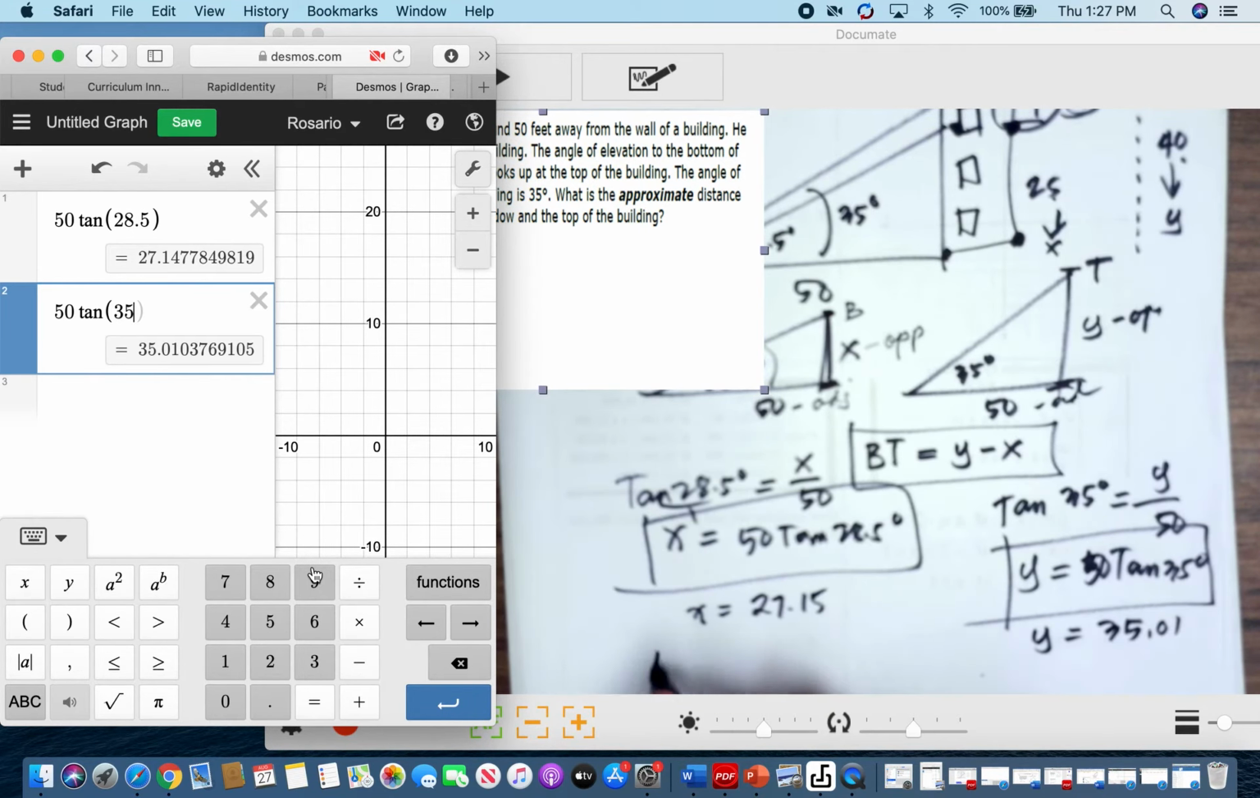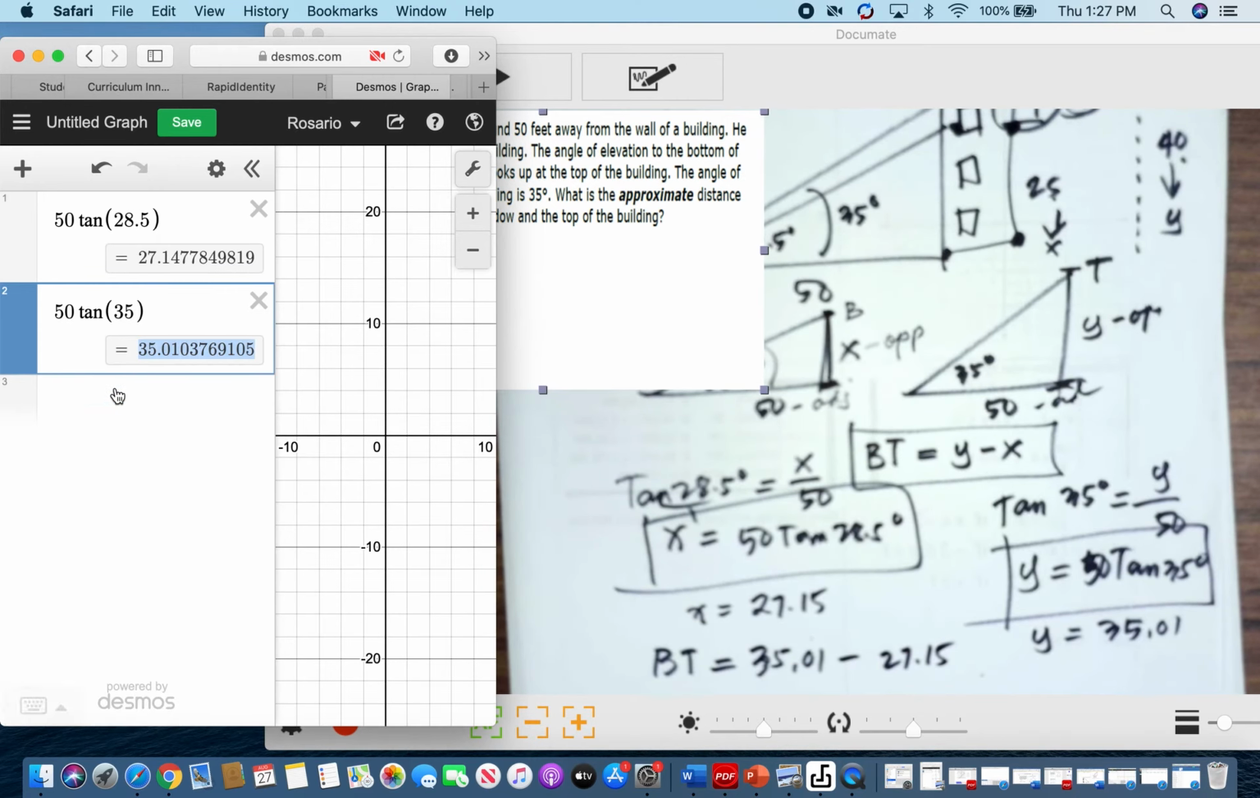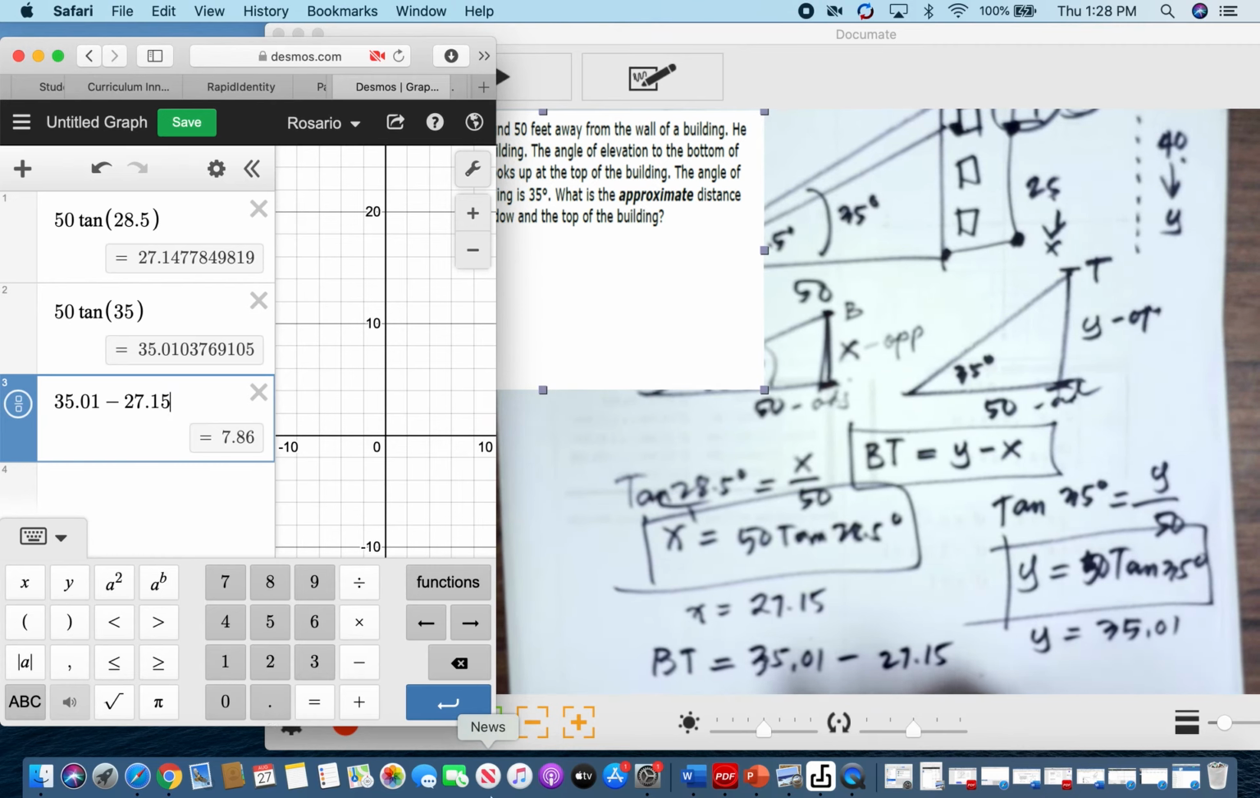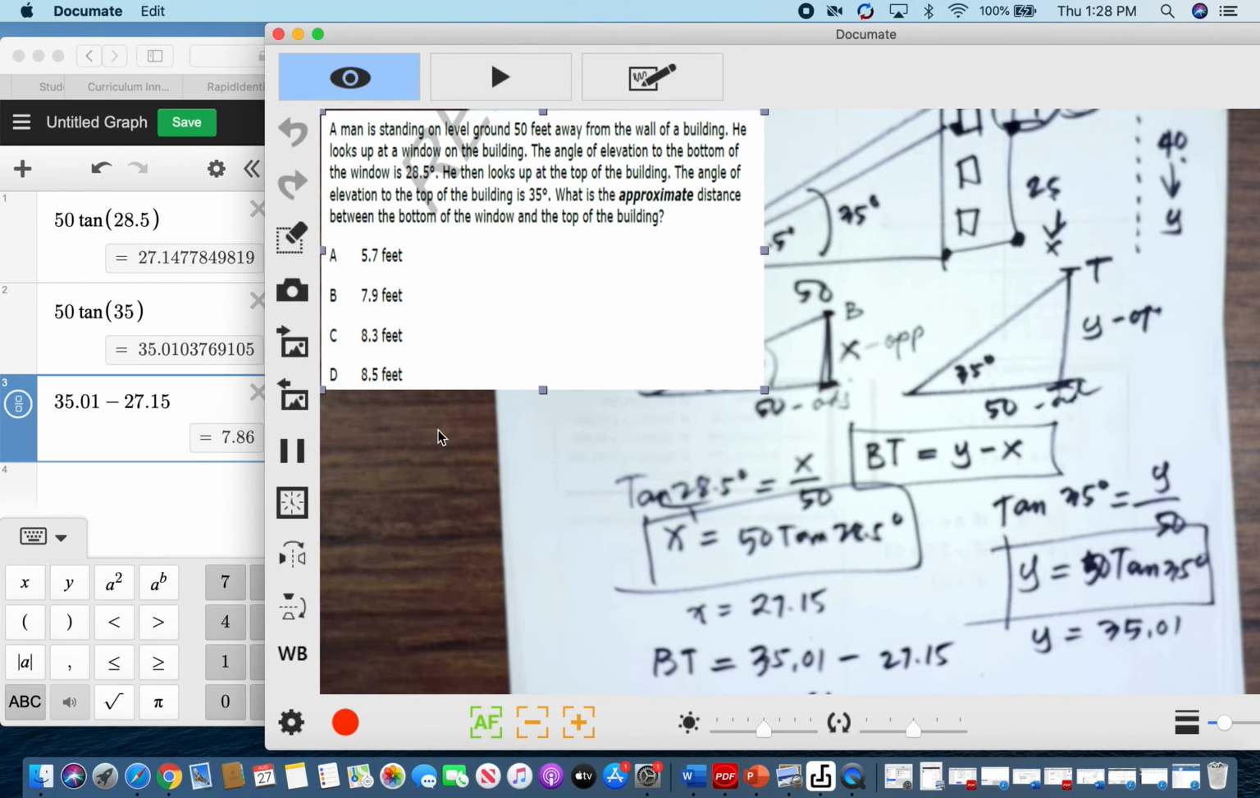Therefore, the distance between the bottom of the window and the top of the building is equivalent to y minus x, y being 35.01 and x being 27.15. So all you have to do is subtract those two values: 35.01 minus 27.15. And that is equivalent to 7.86. In our problem, the answer should be letter B because when you round off 7.86 to the nearest tenth, it's equivalent to 7.9. That's it.